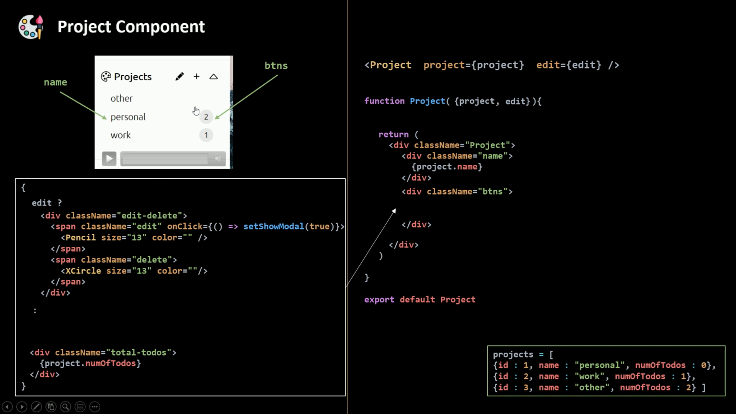Now if the number of to-dos is 0, as you can see here for the project other, we're not gonna show anything. So I'm gonna need another ternary operator here. I'm gonna say project.numberOfTodos, this property here. If it's equal to 0, I'm gonna show an empty string, else I'm gonna show the number of to-dos. So that's it for the logic part. Let's go now and see this in action.